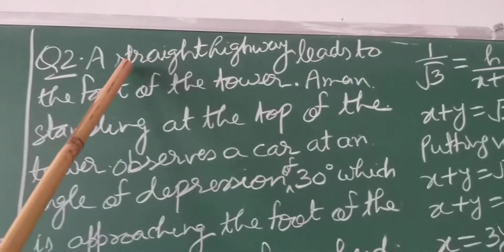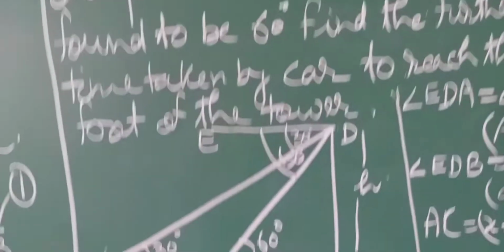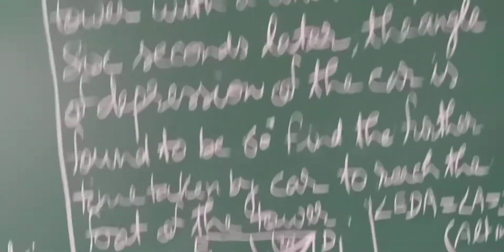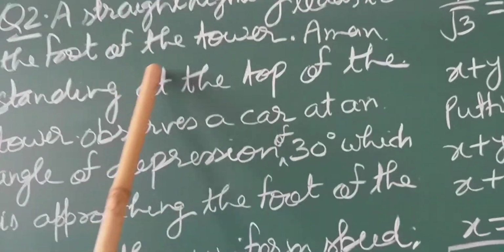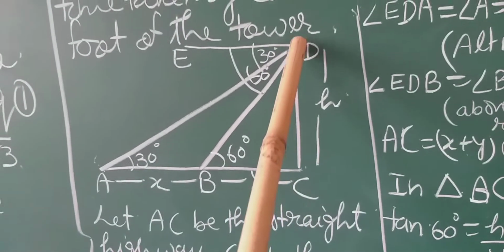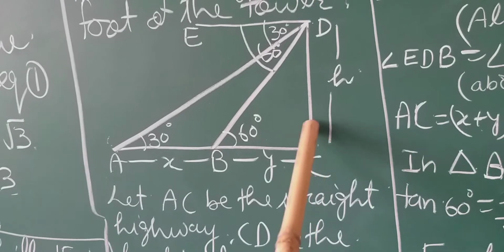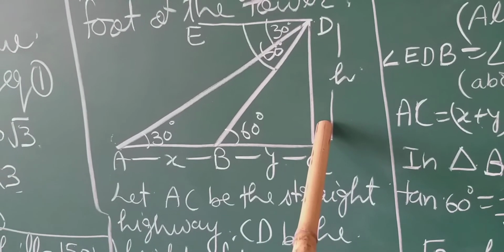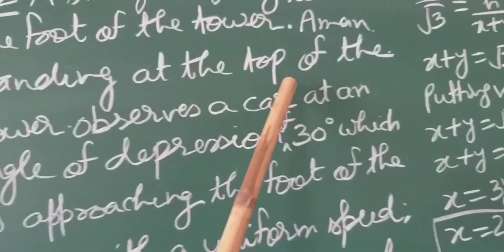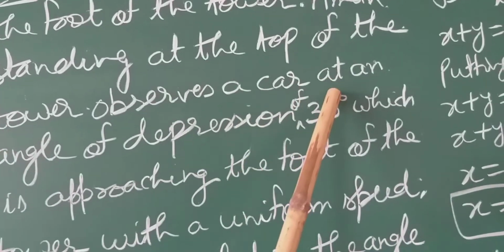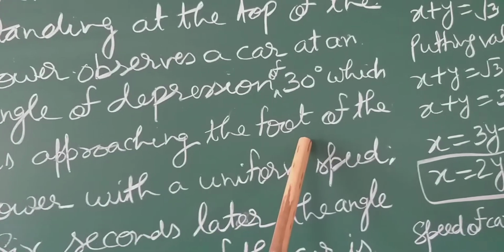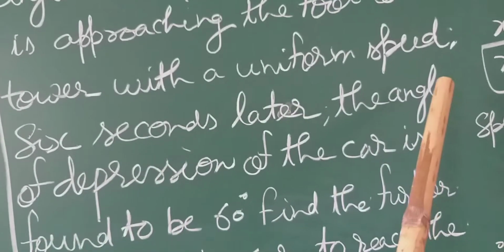So students, a straight highway is given. So I have drawn line AC which shows the highway that leads to the foot of the tower. I have drawn line CD. CD shows the height of the tower and C is the foot of the tower. Correct? A man standing on the top of the tower observed a car at an angle of depression of 30 degrees, which is approaching the foot of the tower with a uniform speed.